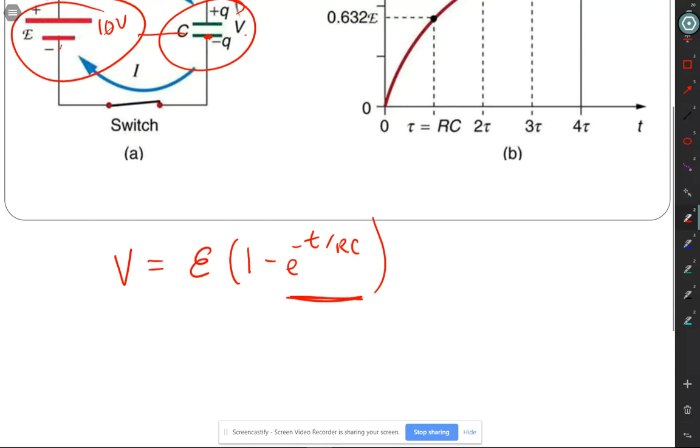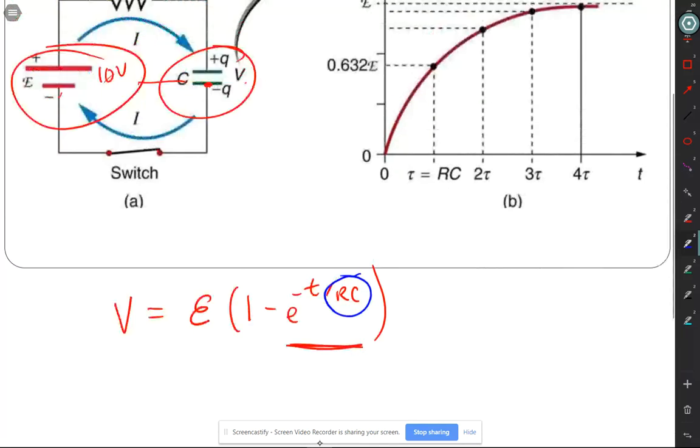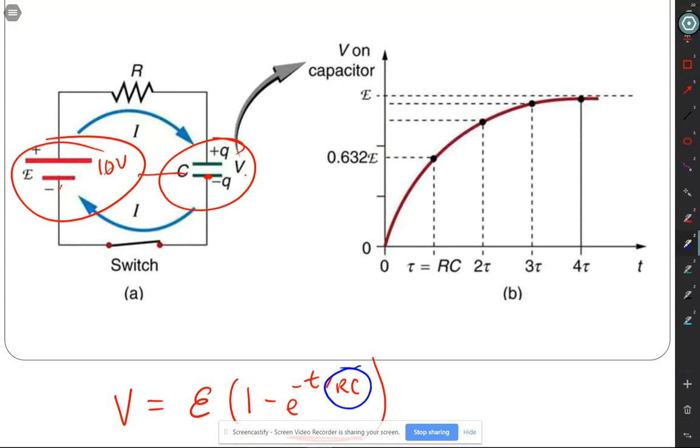Important things to know, this RC, we call it the RC time constant for a very obvious reason. It's time divided by RC, so it has to have units of time. And the bigger RC is, the longer time it's going to take to charge. So you can adjust the charging time by adjusting the values of R and C. So if I have a big RC, slow charge. A small RC, quick charge.